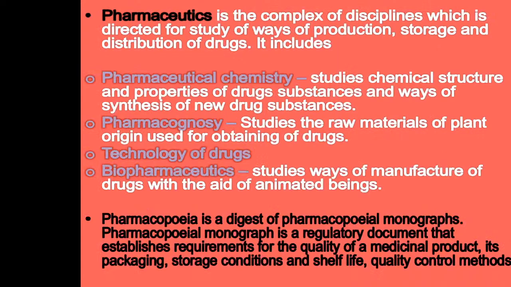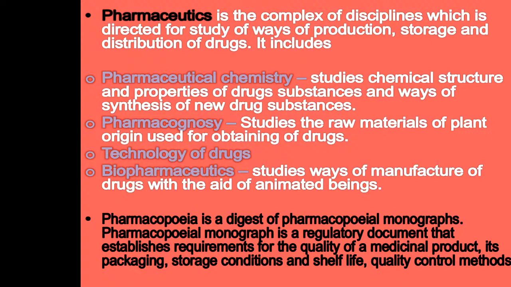But nowadays, this science is too large, and includes separate pharmacological studies. We distinguish, first of all, pharmaceutics. Pharmaceutics is the large complex of disciplines which is directed for study of ways of production, storage, and distribution of drugs. And within pharmaceutics, there are separate disciplines concerning the drugs.